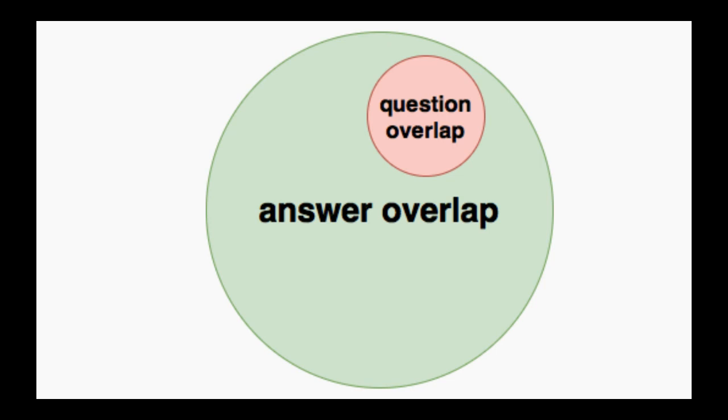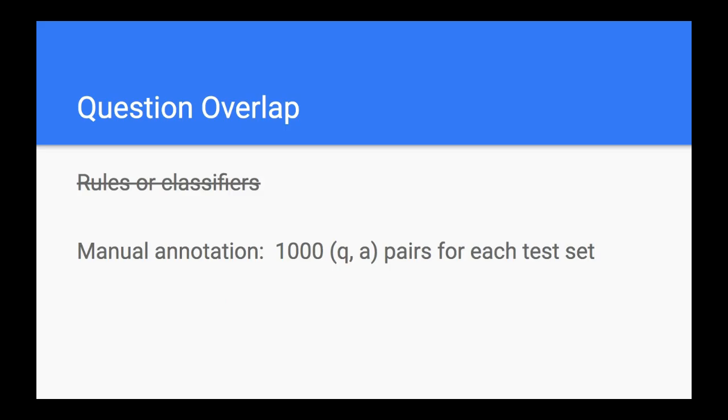So in this paper, when they say answer overlap, they actually mean answer overlap without question overlap. And when they say question overlap, it means question overlap together with answer overlap. Because when the question is overlapped, your answer must overlap. Otherwise, it's not the same question. Okay, so now we know the definitions. The answer overlap definition is very clear. It's just the same answer.